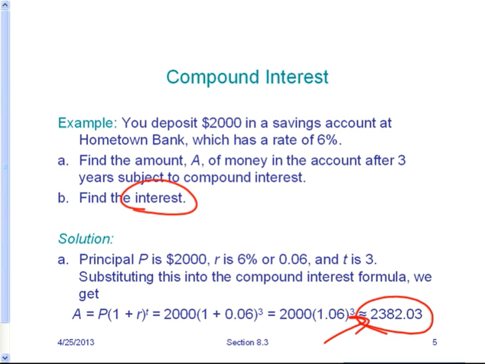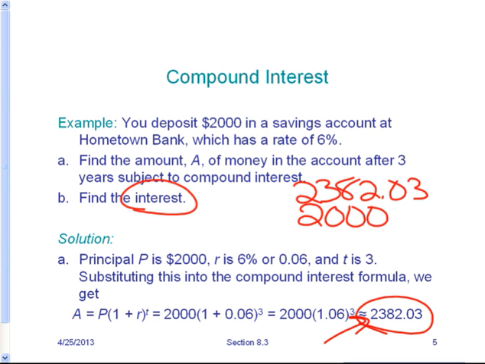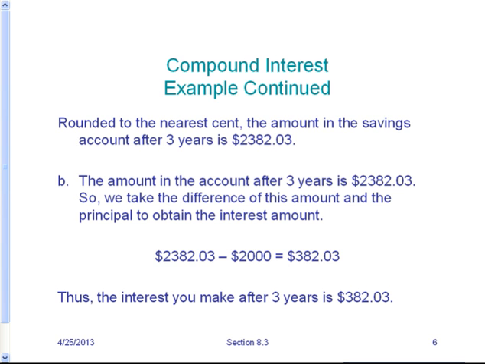Part B says how much is the interest. What is just the interest itself? Well, if I have $2,382.03 in the bank, and I deposited $2,000, to figure out just the interest itself, what the bank actually gave me, I'm going to subtract those two numbers, and the amount of interest that the bank gave me is $382.03.